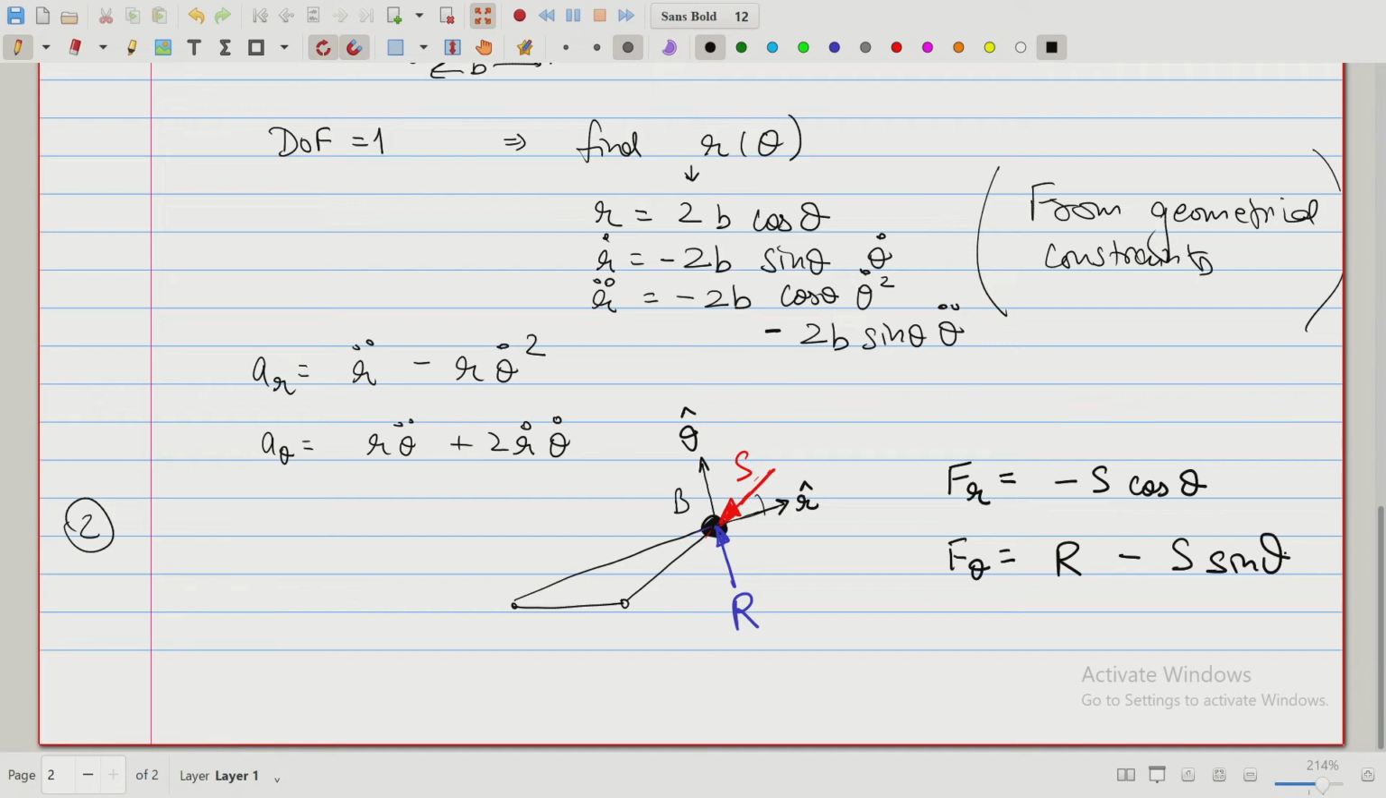That solves the problem. So our aim is to find capital R and capital S, and we already know what F r and F theta are: mass times a r and mass times a theta, and a r and a theta are already there in terms of theta. So everything can be written in terms of theta and its derivatives. They are known to you. You substitute the values, you get the values of forces R and S. Is that clear?